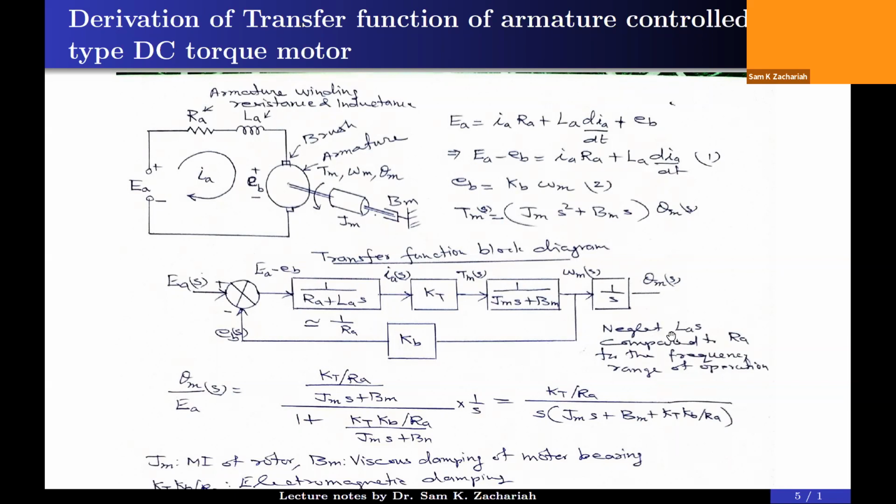Now one simplification. You can neglect the armature inductance effect, LA S, compared to RA, because the operating frequencies of the motor are quite small, so the inductive reactance is negligible compared to the resistance of the coil. Hence, you can simply replace it by 1 by RA instead of 1 by RA plus LA S.